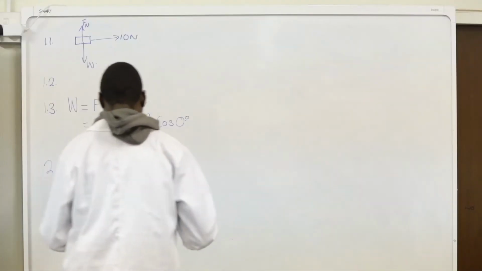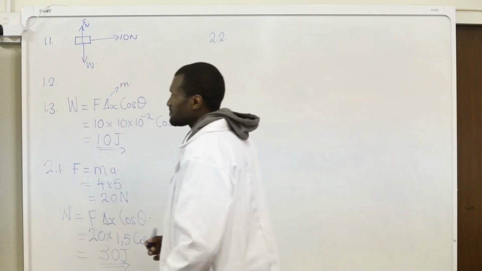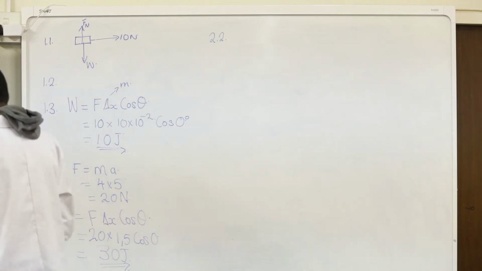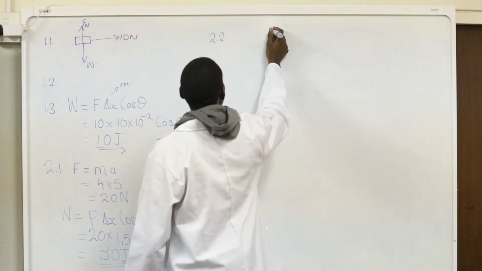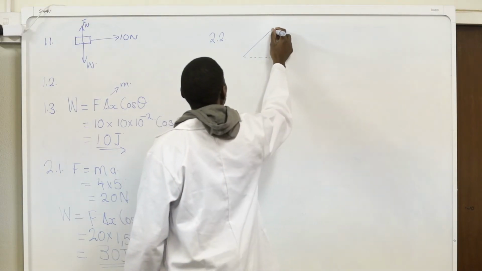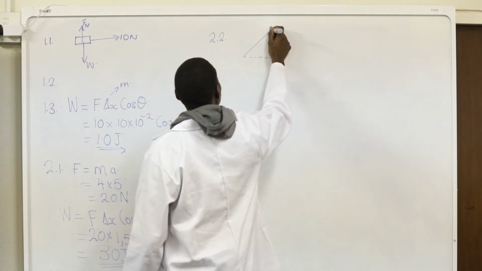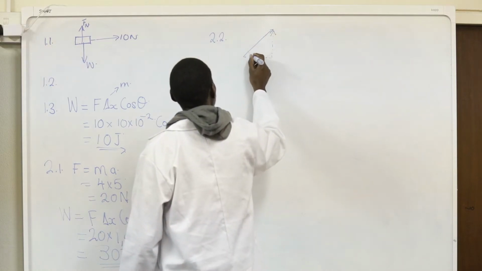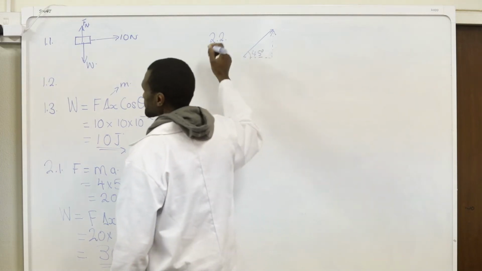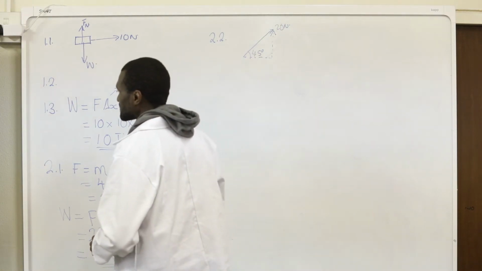Let's hope this marker writes better. All right, 2.2 says, now it's at 45 degrees. You must remember resolution of forces. Okay? I'll quickly revise that with you. If I am to resolve this force of 20 newtons, bringing it to the horizontal, right?